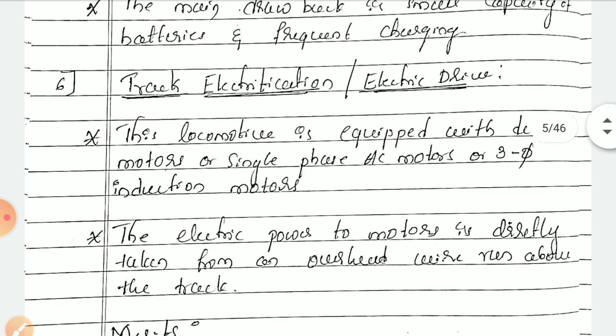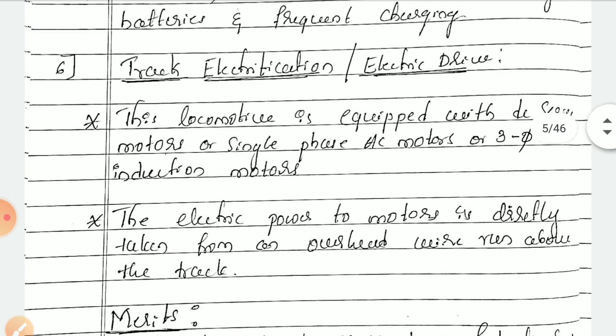Here, the locomotive is equipped with DC series motors, a single phase induction motor, or a 3-phase induction motor, whatever the requirement is. It may consist of a DC motor or AC motor, single phase or 3-phase. The electric power to these motors is taken directly from the overhead transmission lines running above the track. So above the track there are continuously running electric cables, and the power required for this traction system is drawn from the overhead transmission line. This is called track electrification or electric traction.